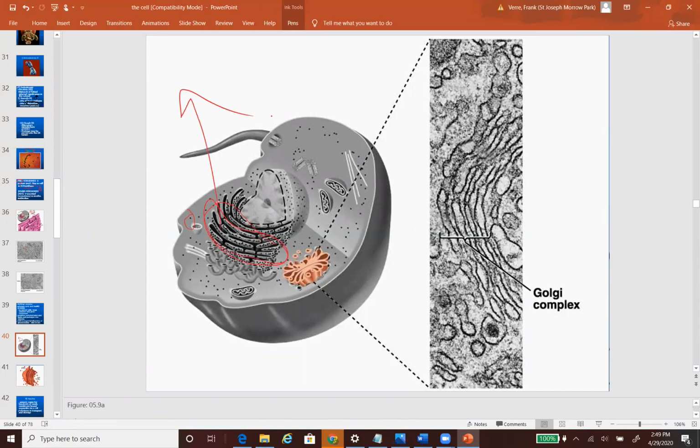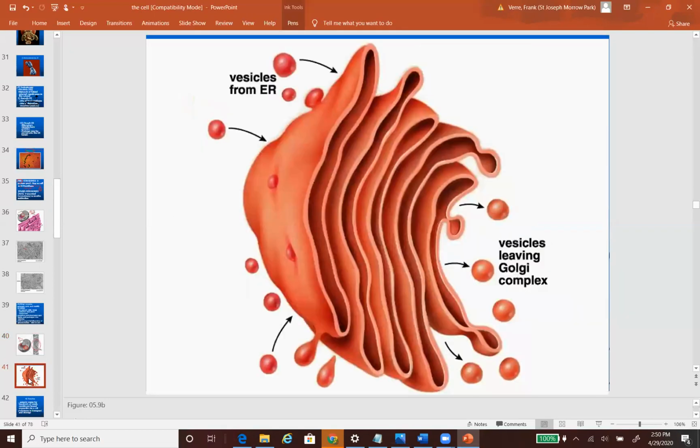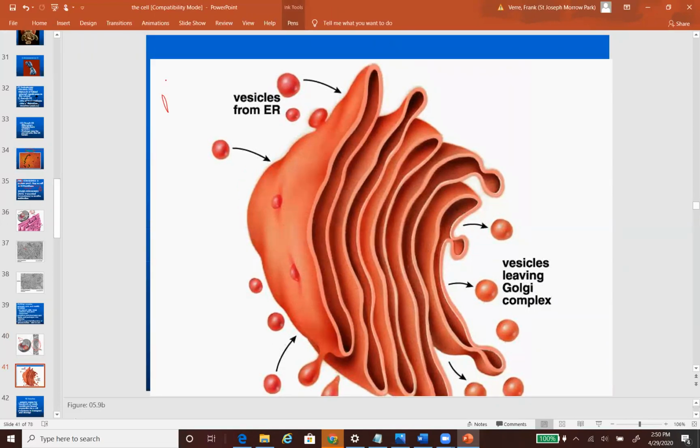Okay, so what actually happens is for them to leave the cell, they have to go to another organelle, which I like to call the Purolator or the Canada Post of the cell. This is called the Golgi complex. Here's what it looks like under the microscope. So if I zoom in on the Golgi complex, its role is to take in things from the rough ER. So the rough ER would send material to the Golgi, and these are the little packages.